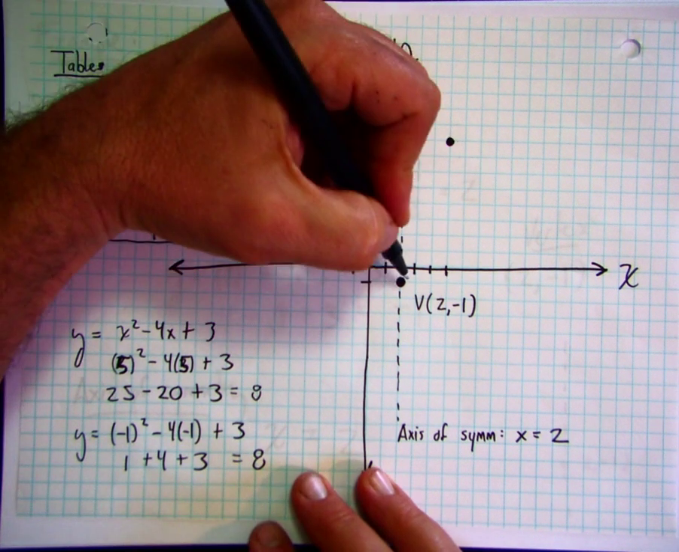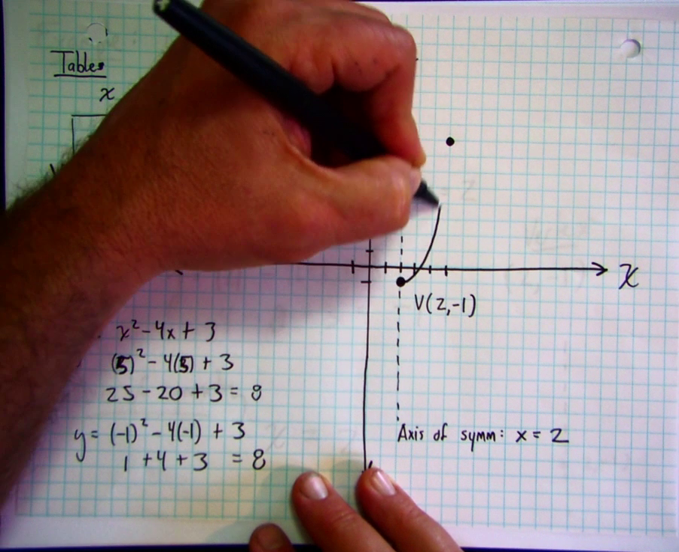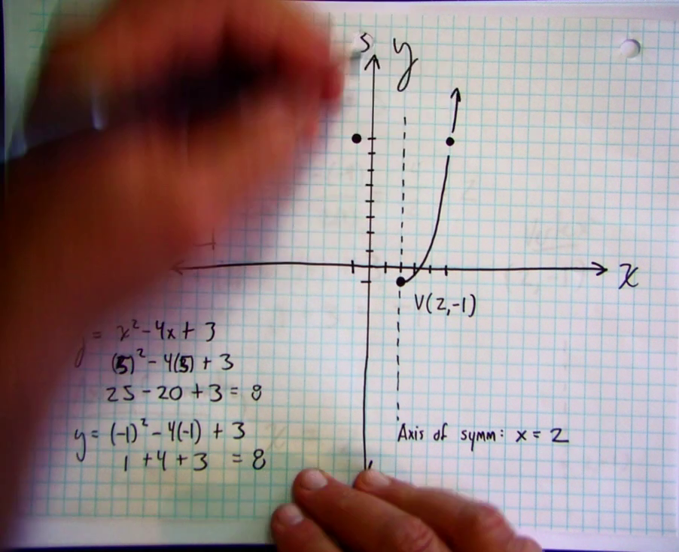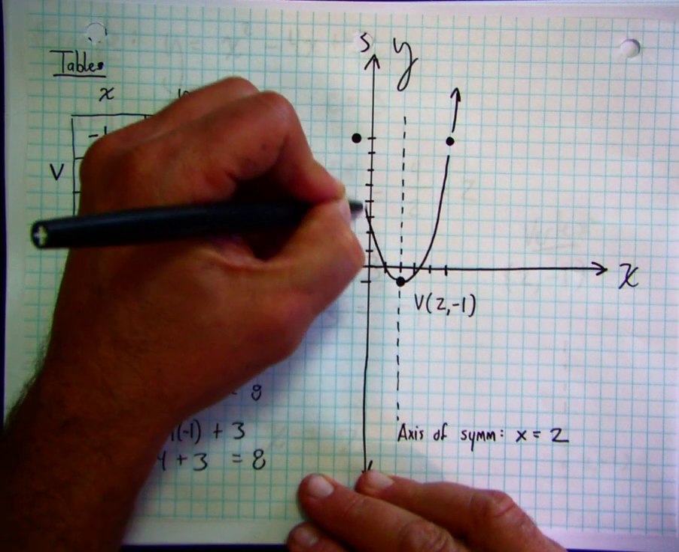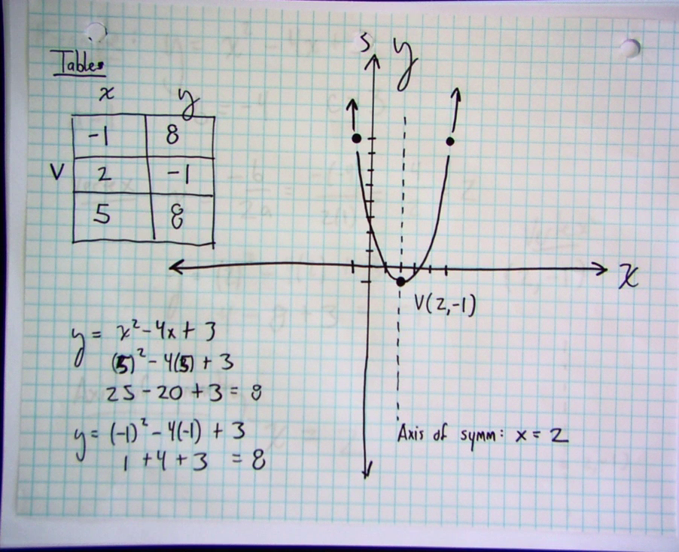And now we sketch in the parabola. The parabola is going to start off a little flat and get steeper. You don't have to be perfect, but do it as well as you can. And then this is here like that. And we have now graphed our first parabola. Yay.